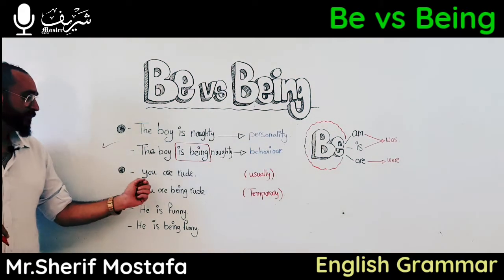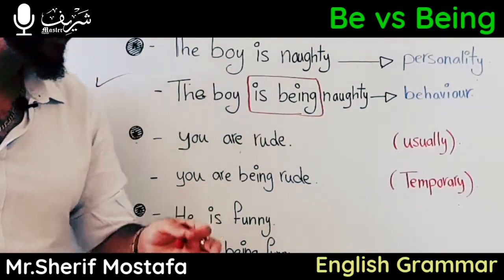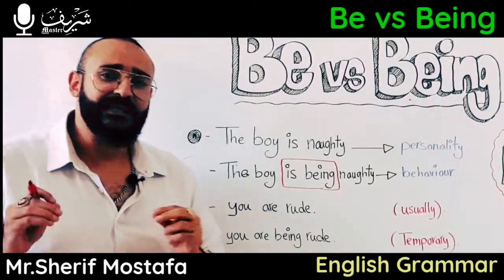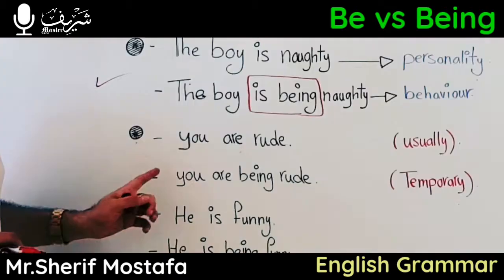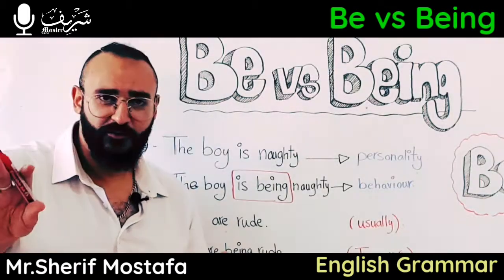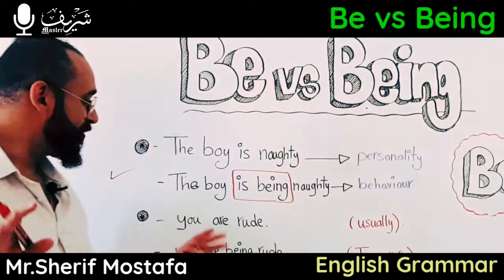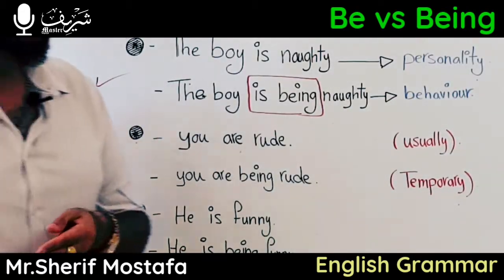For the second one here, when you say you are rude, and by the way, rude is not polite. So when I say you are rude and you are being rude, I do mean you personally, but this is the example. So you are rude. Rude is not polite.